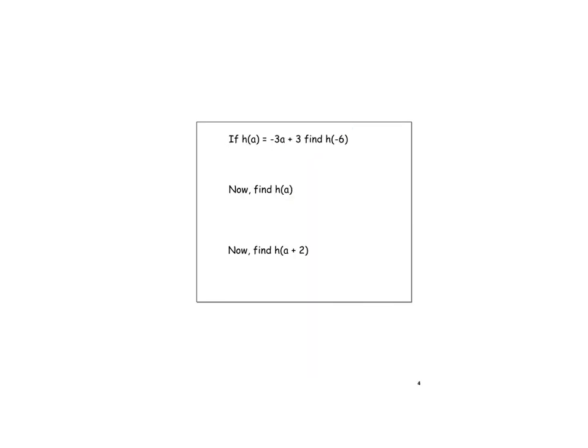Again, if h of a equals negative 3a plus 3, find h of negative 6. So again, I'm plugging in a number. That means my answer is going to be a number. So this ends up being 21 after you put it in your calculator. Now we're going to find h of a. So again, taking our function negative 3a plus 3, replacing that a with an a. Negative 3 times a is just negative 3a. We get the same exact function.